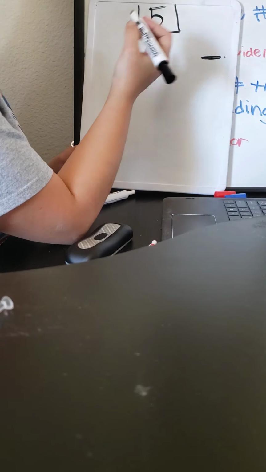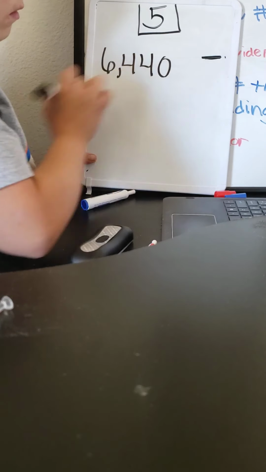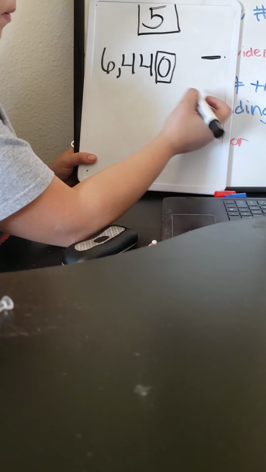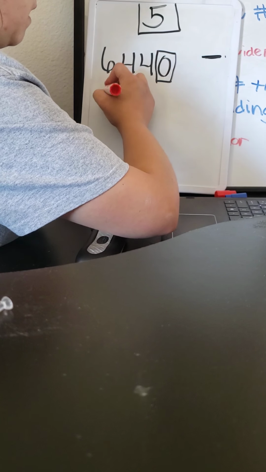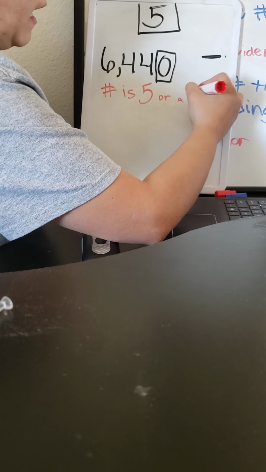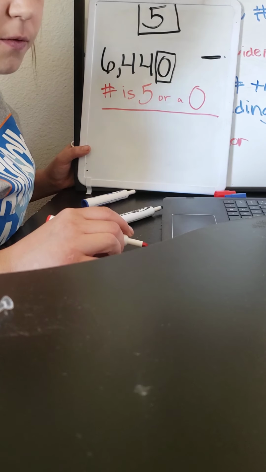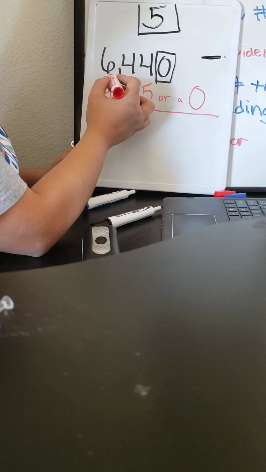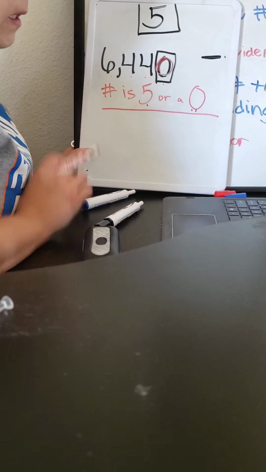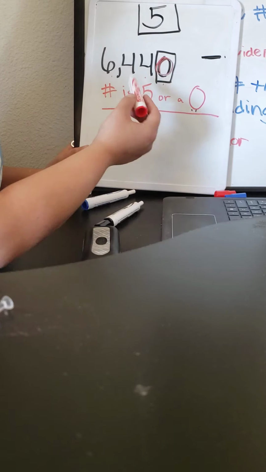So, in the number 6,440, we need to look at the number in the ones place. If the number in the ones place is a 5 or a 0, the number will always be divisible by 5. Always. So, in this number, 6,440, we know that the last number is a 0, so it falls under the rule of whether or not the number is divisible by 5.